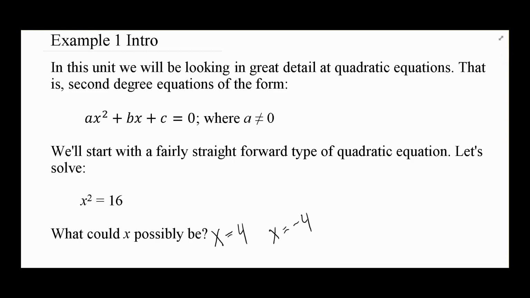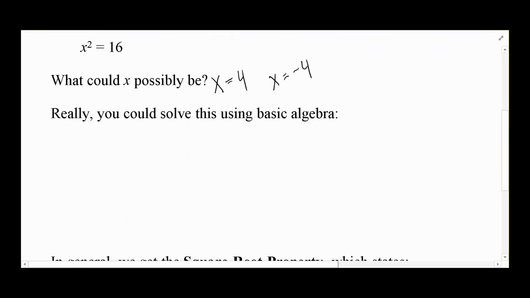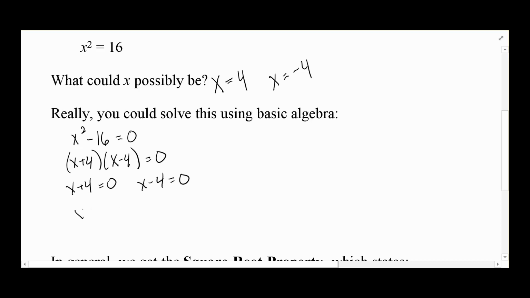Now this is actually a problem that we could have solved using algebra that we already knew, because we could have subtracted the 16 to the other side and then factored as a difference of squares, and then set each factor equal to 0. And I just want to go through that really quick just to point out that, yes, those are the only 2 answers. And that's an important part about algebra, is sometimes we can look at a problem and say, hey, I can at least see one answer there. But it's important to know I got them all. So this shows that we got them all. 4 and negative 4 are the only 2 answers.